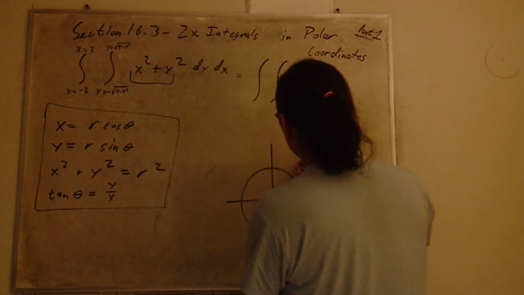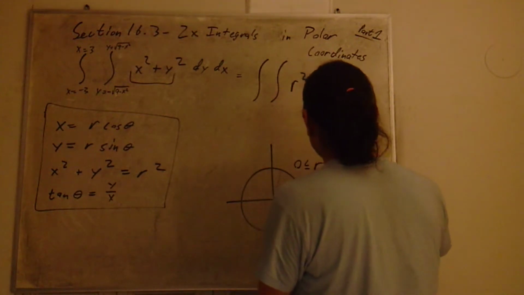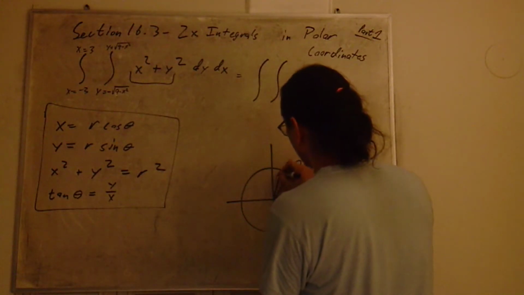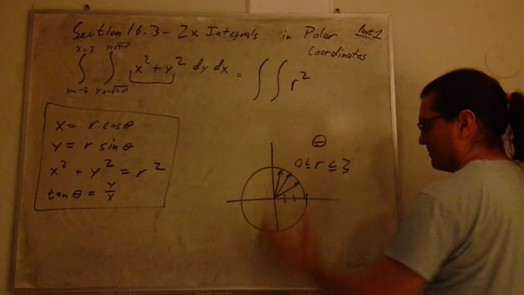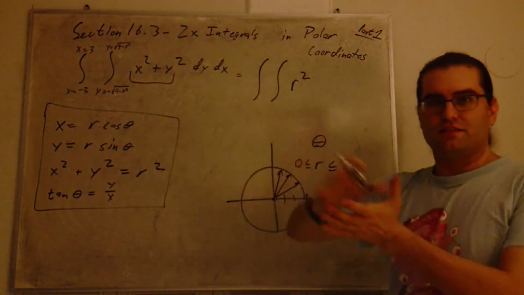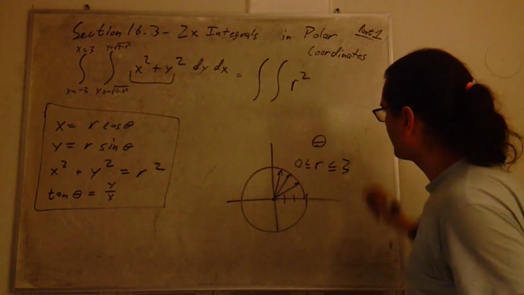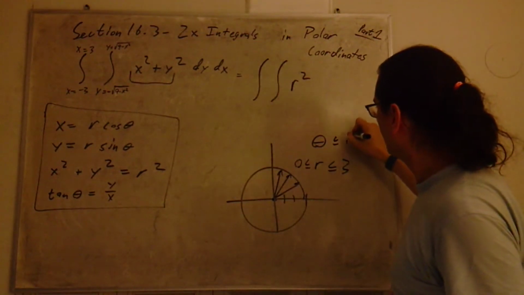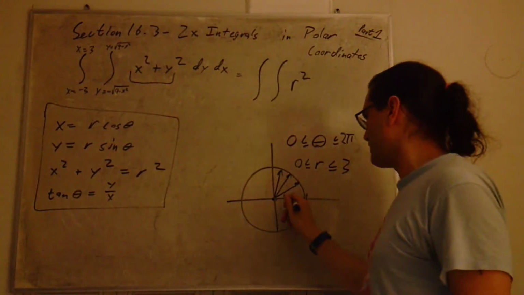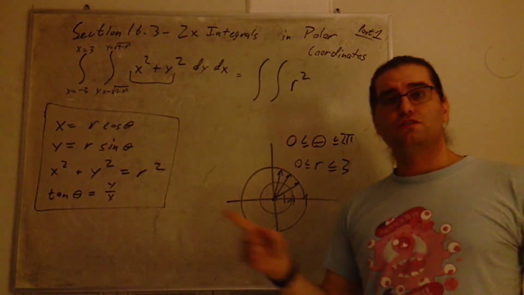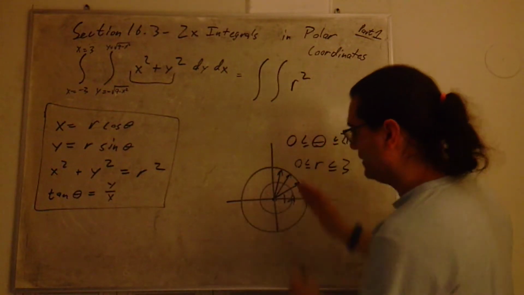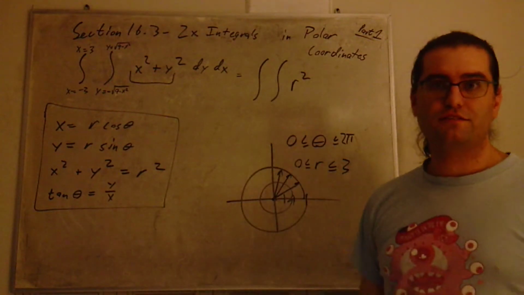R goes from 0 to 3. It does this the whole span of that. R starts at 0, r goes out to 3. That's that space. Theta goes from 0 to 2 pi. It's going all the way around the circle. So if theta goes all the way around the circle, and r goes all the way in between 0 and 3, that gives us the circle of radius 3.